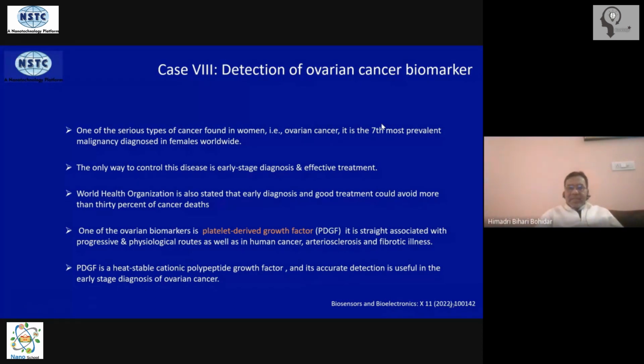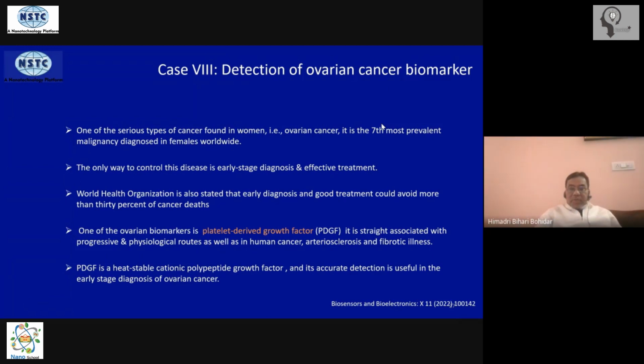Example in this is again related to the cancer biomarker. In this case, now ovarian cancer biomarker. Now, the presence of ovarian cancer or the onset of ovarian cancer increases the concentration of platelet-derived growth factor significantly, and this can be used as an indicator of the early stage diagnosis and maybe effective treatment of this cancer.